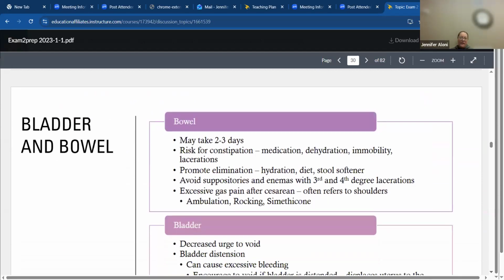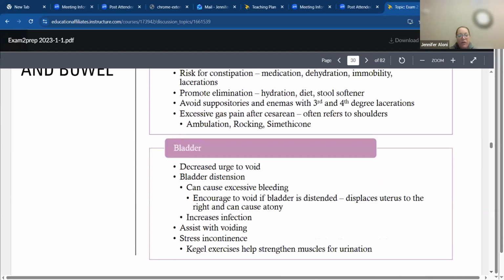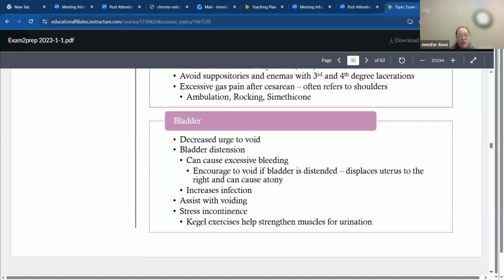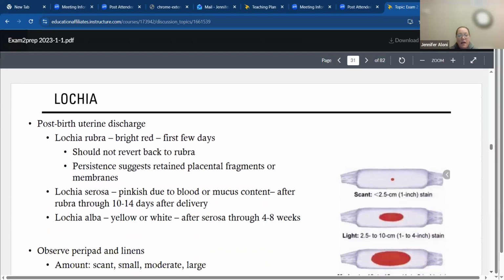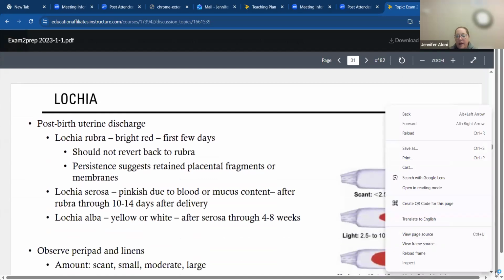Bowel and bladder, sometimes the bowel takes a while because you've had a laceration or a cut down there and people are afraid to use the bathroom. Bladder, another one, they're afraid to go to the bathroom. They're afraid of anything coming out of there after the baby has. Lochia, we're going to look at how much bleeding is coming out.